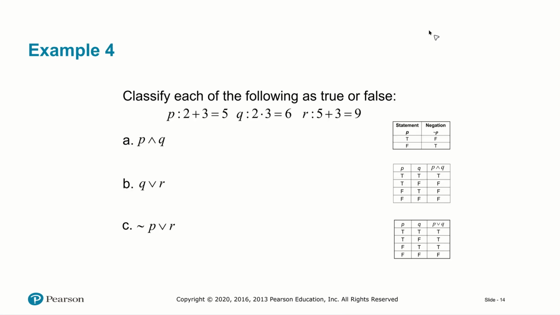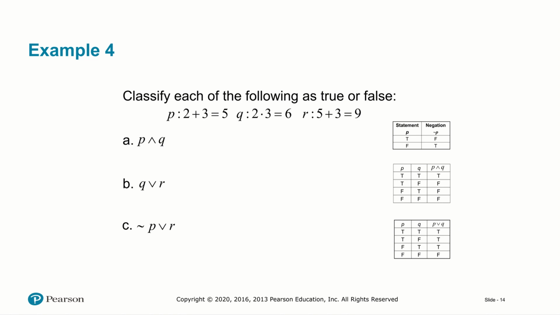Okay, I want you to take a minute, pause the video, and see if you can classify each of the following as true or false, where these are the statements. P is the statement that 2 plus 3 equals 5. Q is the statement that 2 times 3 equals 6. And R is the statement that 5 plus 3 equals 9. I've put the tables for negation, conjunction, and disjunction here to help you remember which way to go. So take a minute to do that and then come back.